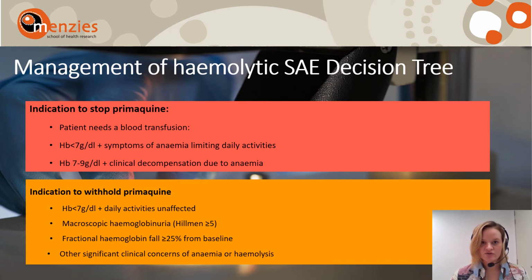An indication to withhold primaquine is a hemoglobin of less than 7 but daily activities are unaffected. They may have a macroscopic hemoglobinuria or a Hillman of greater than or equal to 5. They may have a fractional hemoglobin fall of greater than or equal to 25% from baseline, or any other significant clinical concerns of anemia or hemolysis. And remember, any of those warning signs in combination will trigger a hemolytic SAE and immediate reporting to the Menzies and site teams.